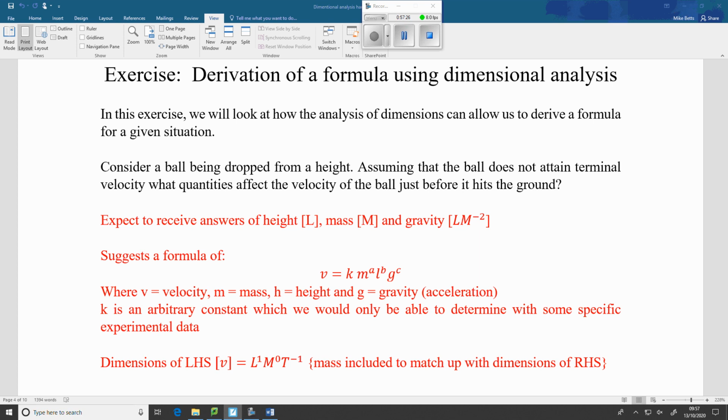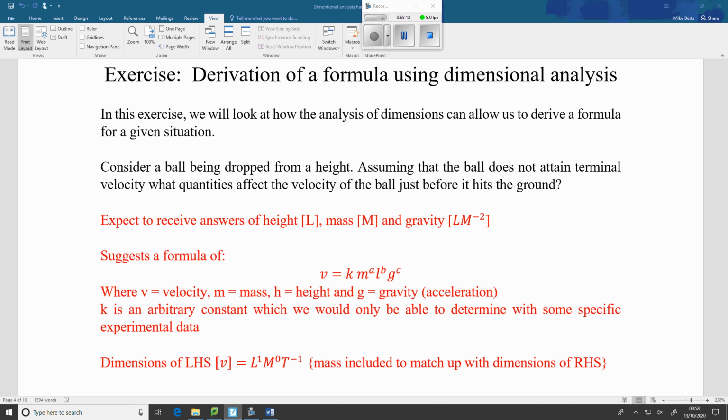Exercise. We're going to have a look at this together. Derivation of a formula using dimensional analysis. In this exercise, we'll look at how the analysis of dimensions can allow us to derive a formula for a given situation. What I want you to do is consider a ball being dropped from a height. Assuming that the ball does not attain what's called terminal velocity, it's not going to fall far enough to reach its terminal velocity.